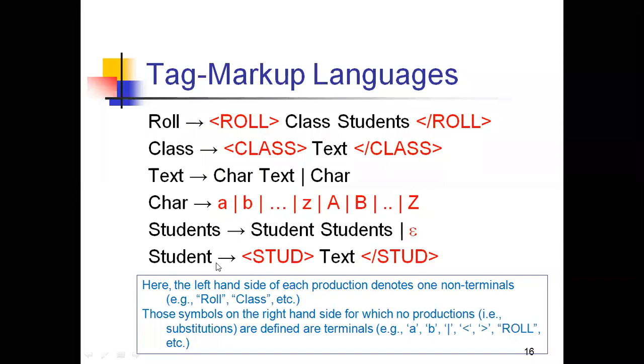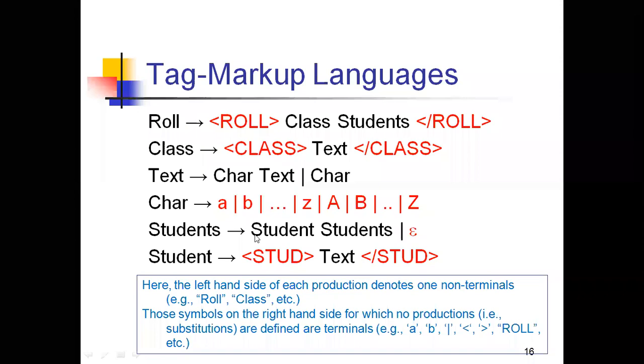Or if you want to represent a student, for student you need to use a gulment like this. Stud is nothing but a student. In between, you need to write any text and close that stud. Right, here the left hand side of each production denotes one non-terminal, like a role, a class, etc.